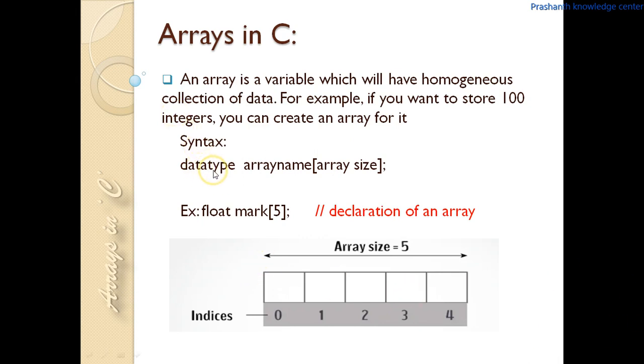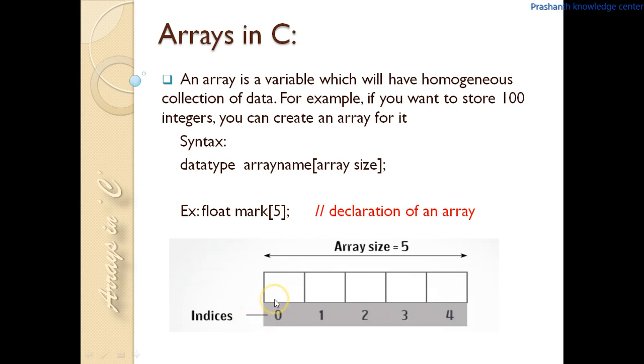The syntax of an array is data type, array name and array size. The data type means integer type or float type, whichever we want to store, and this is the name of the array. Next, the size of the array means how many numbers you want to store. For example, here I want to store the marks of a student in five subjects. So I have used the decimal data type, that is float, and marks is the array name and size is 5. The array index starts from 0 and the first data will be stored in the smallest memory location.